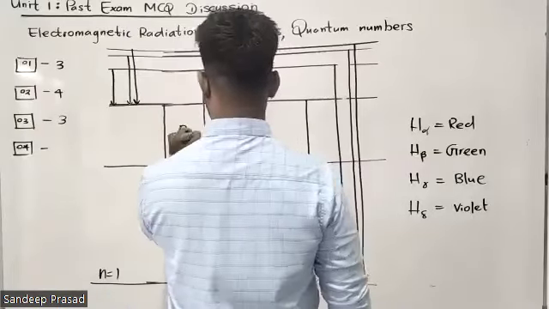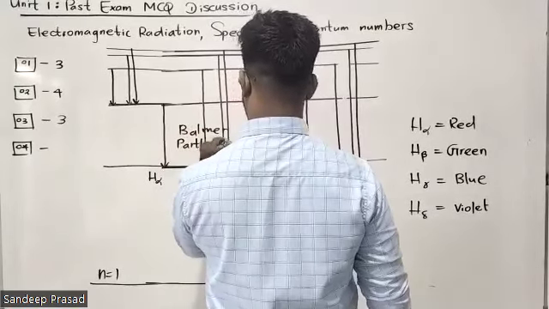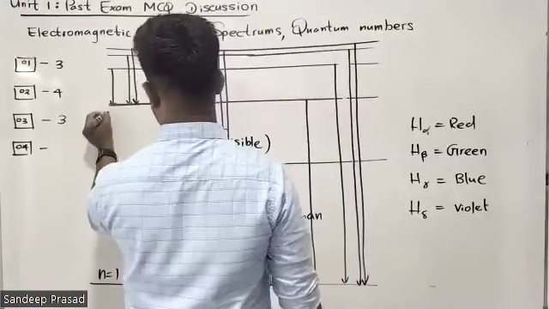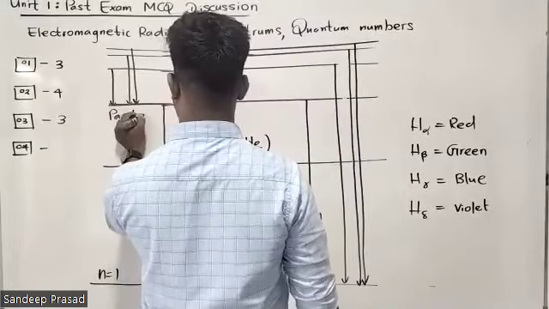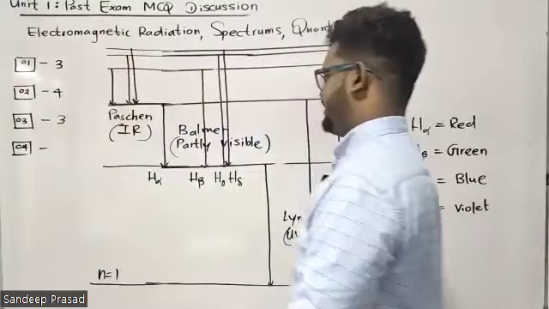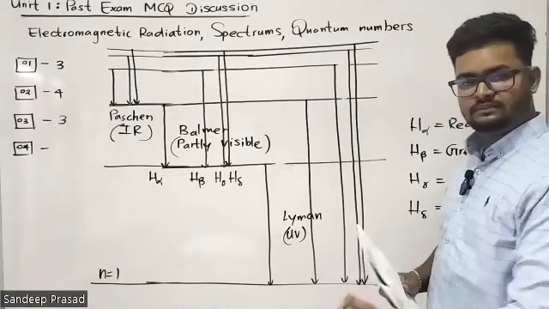So this is Balmer. Balmer is partly visible. Partly visible. And Paschen is considered the IR region. And then Brackett, Pfund, Humphreys, likewise, we have so many series. So this is the hydrogen emission spectrum energy level diagram that we learned.